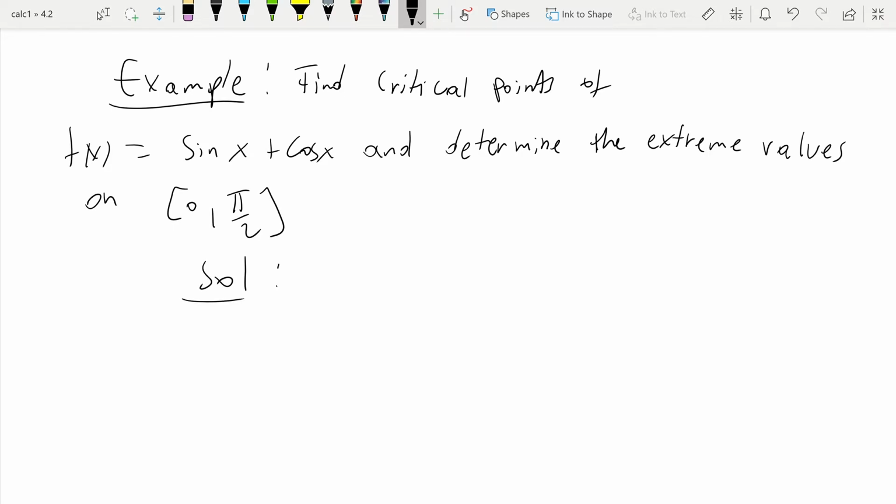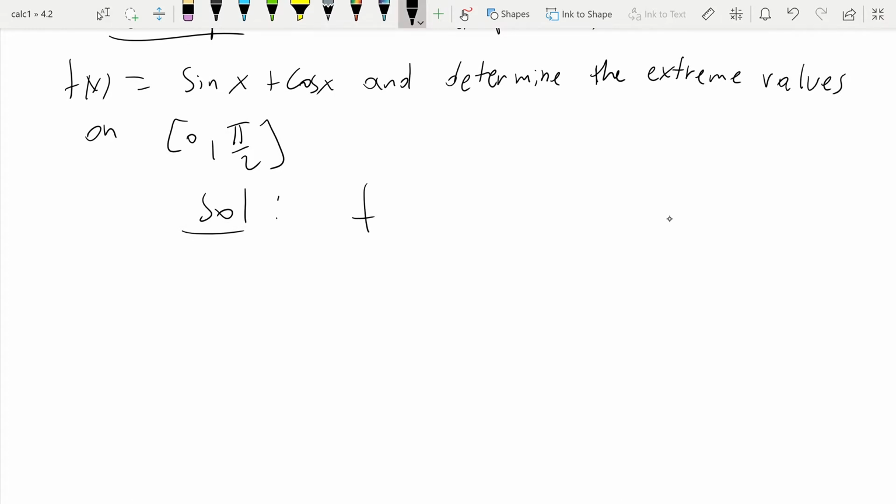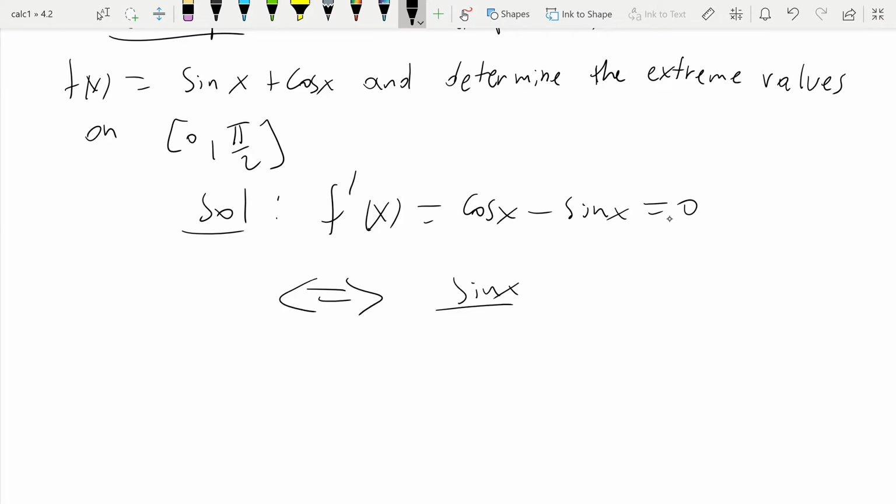So solution. Let's try to find where we have critical points. We have sine and cosine, and we are adding them together, and they're both differentiable everywhere. So the only kind of critical points that we can find are points where f prime is equal to 0. So let's set f prime, which is cosine of x minus sine of x, equal to 0. This happens if and only if sine of x divided by cosine of x is equal to 1.